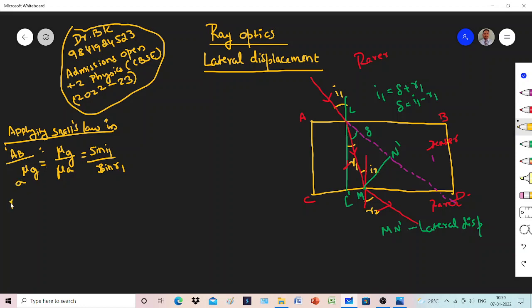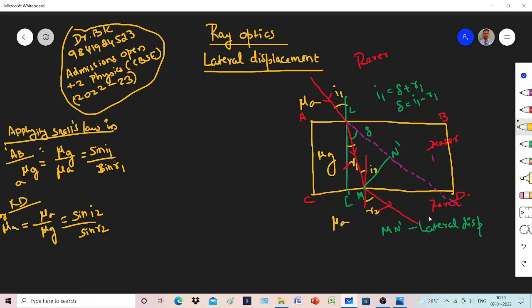Similarly, in face CD, if I apply Snell's law, the ray is moving from glass to air. Second medium is air here. This is air. This is glass. The ray is moving from glass to air. Second medium is air. So refractive index of air with respect to the first medium is equal to sin I2 by sin R2. So this side it is refractive index of air with respect to glass.